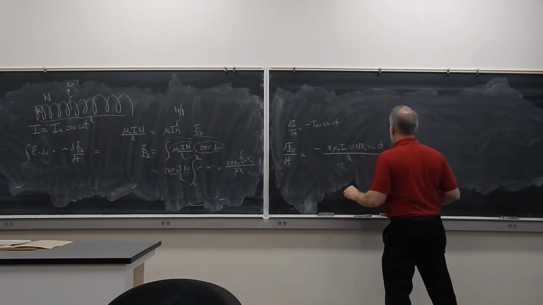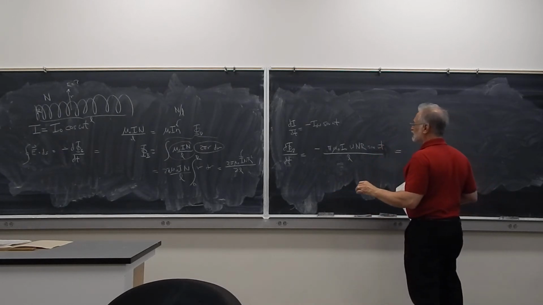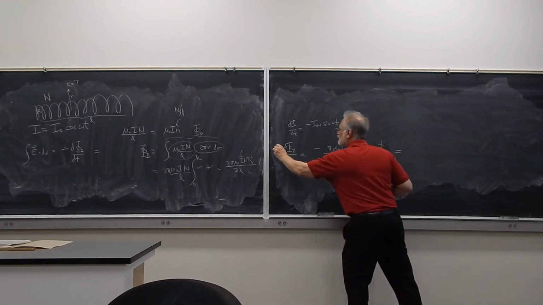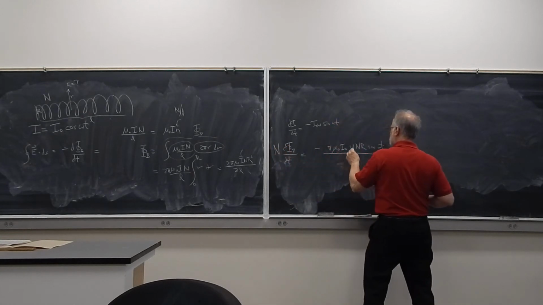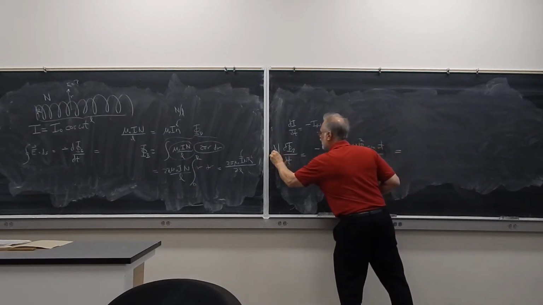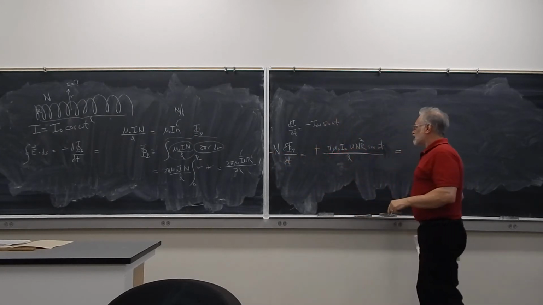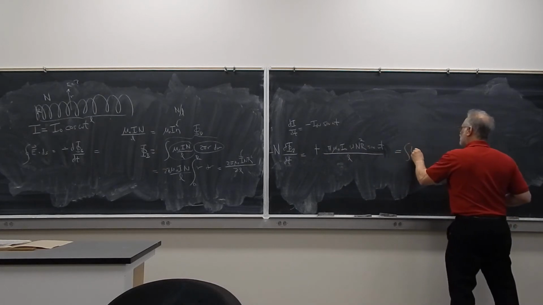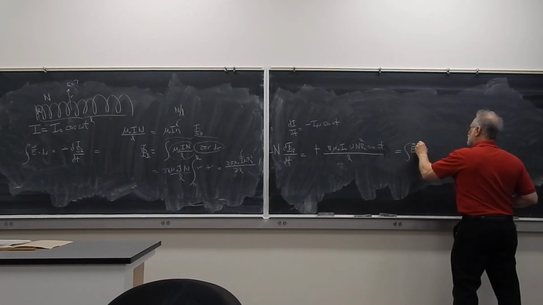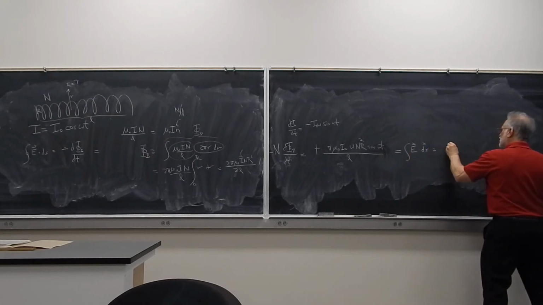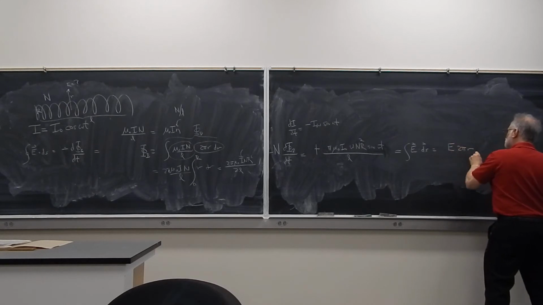That's going to be equal to the other side. If I want to do negative N dphi/dt, I'm going to square the N as well. To conform to Lenz's law, make that a positive. That's going to be equal to the integral of E dot ds, which is just E times 2 pi r.